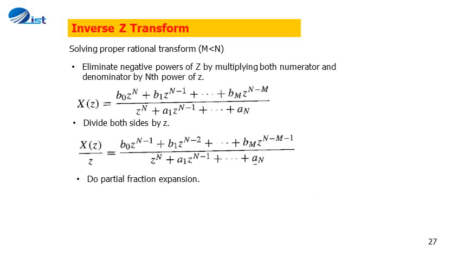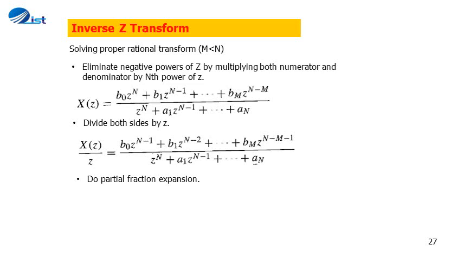So in order to solve for a proper rational transform, what we actually do is we start by eliminating negative powers of z. So what we do is we multiply both numerator and denominator by z raised to the power n. In the numerator, we get an expression of b0 z raised to the power n till bm z raised to the power n minus m. And in the denominator, we will have z^n plus a1 z^(n-1) till an.